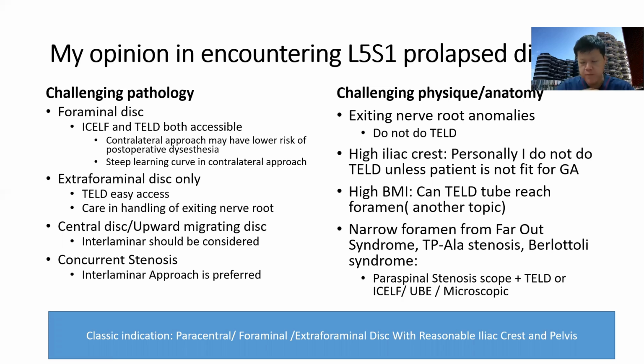Of course, the transforaminal approach for patients who cannot tolerate GA is also an option, for unilateral stenosis with prolapsed disc. In patients who have high iliac crest or high BMI, the transforaminal approach can be challenging. I do not feel that it's contraindicated, but it can be challenging. So based on your experience, you assess whether you should be doing them transforaminally. For narrow foramen and far out syndrome, such as TPA stenosis, Bertolotti syndrome, I find that the transforaminal approach will be more proficient than the contralateral approach. That's my own opinion. You can do that using the UBE or microscopic as well. But I personally like to use the paraspinal stenosis scope and the transforaminal approach.